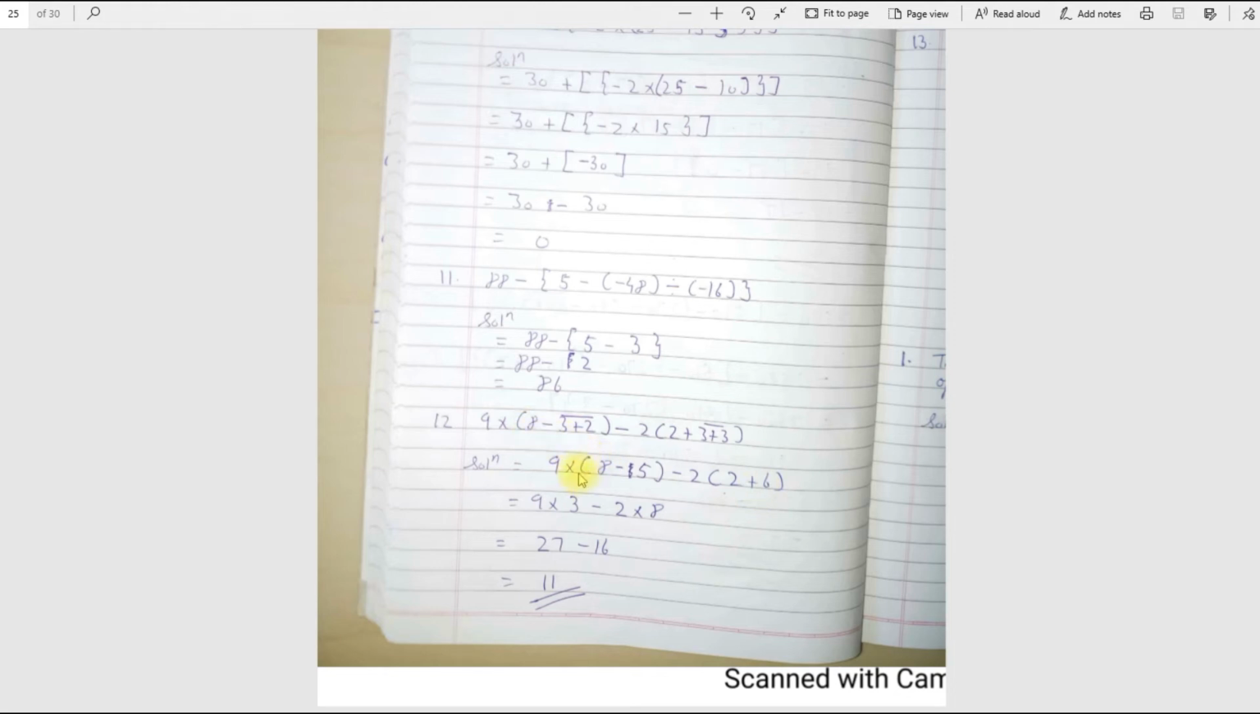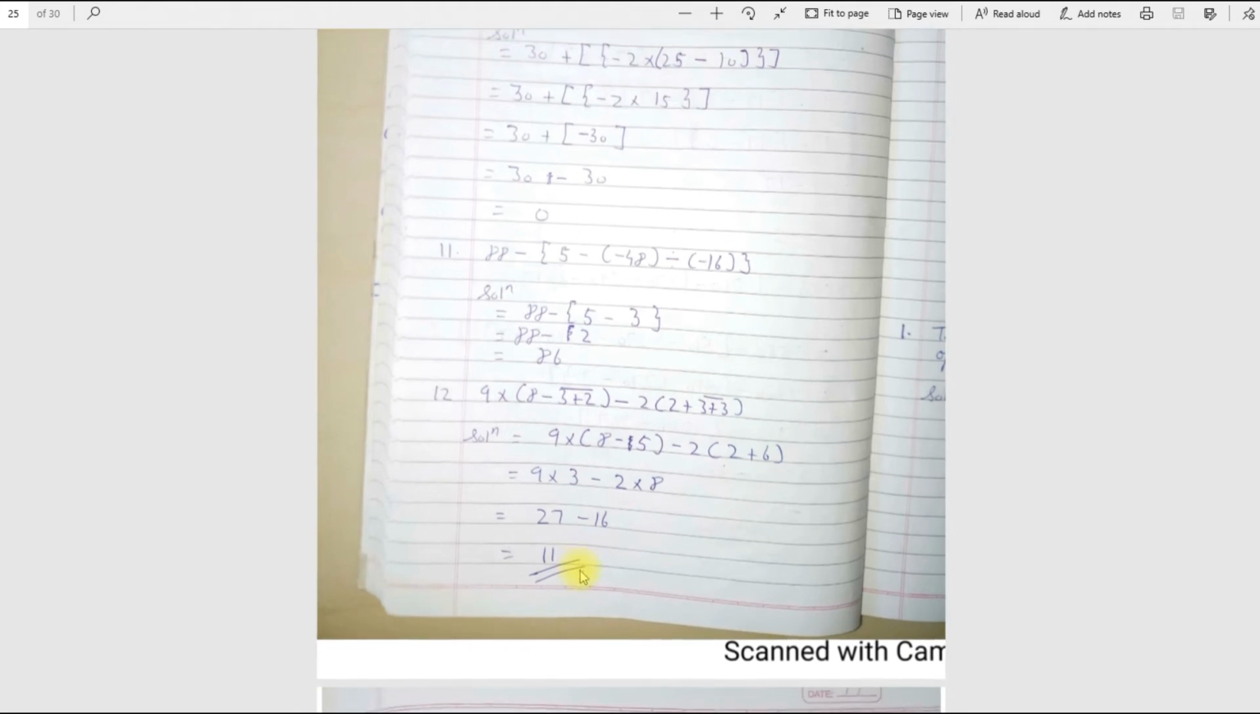Now I will solve the round bracket. 8 minus 5 is 3 and 2 plus 6 is 8. Now here there is a minus sign, here there is multiplication, here there is multiplication. So as per DMAS, what do we apply? We have to solve the multiplication part first. So 9 into 3 is 27 and 2 into 8 is 16. 27 minus 16 is 11. Hope you understood this type of sum, it is very easy.